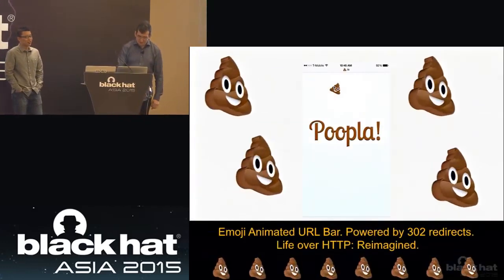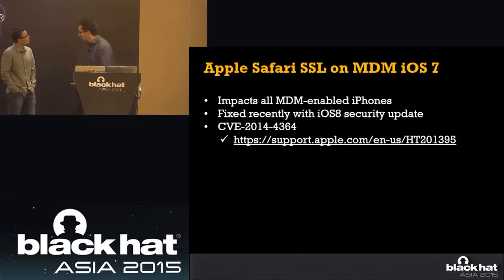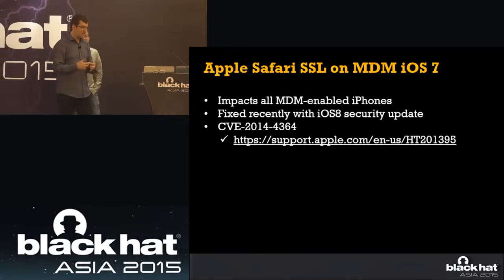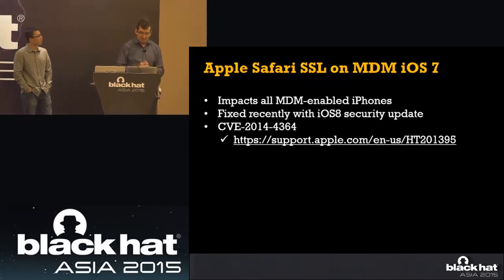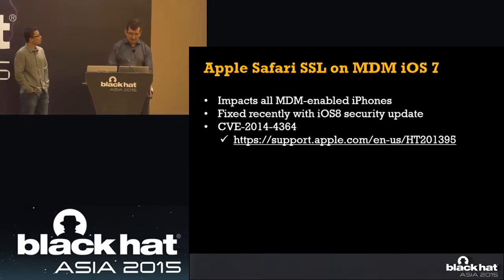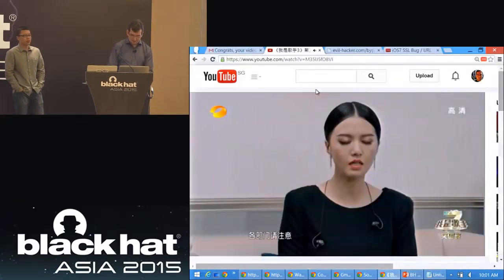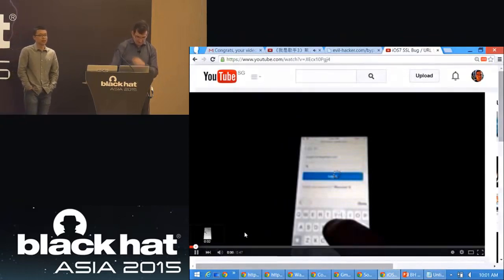All right, so let's talk a little bit more about something more technical. We found an issue on iOS 7 and the first versions of iOS 8 that enables you to spoof the URL. And Apple recently fixed it. There's an advisory, and I wanted to show you a video of how that works. If the video loads. Let's see. All right. Kind of loading.